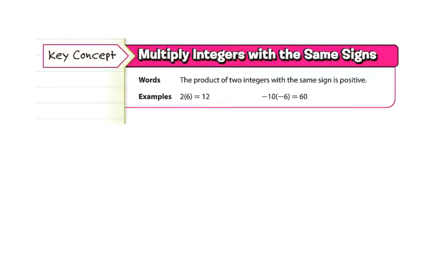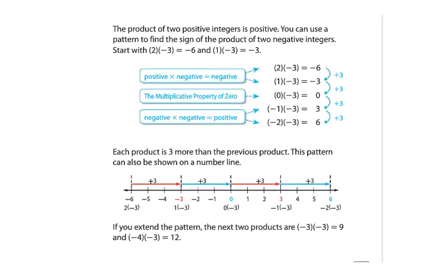Multiplying integers with the same sign. Now, when two integers have the same sign, the product is positive. So same sign is positive, okay? So 2 times 6, they're both positive, so your answer is going to be positive. Negative 10 times negative 6, they're both negative, so your answer is going to be positive. The product of two positive integers is positive.